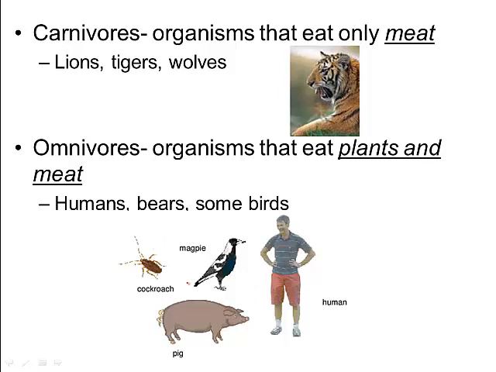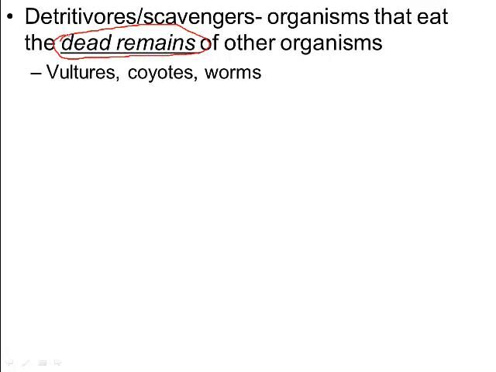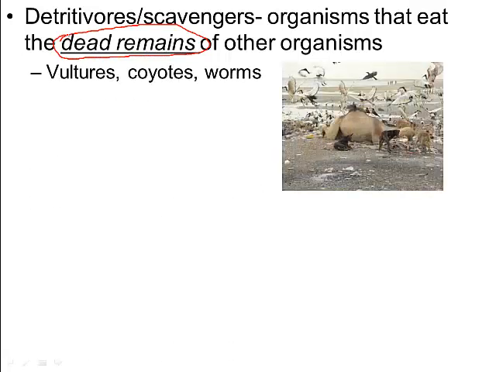But we do have another category of consumers that we need to talk about, and those are our detritivores or scavengers. These are the things that are going to eat the dead stuff out there. And this category of consumer is incredibly important. These are things like vultures, coyotes, worms. When an organism dies, whether it be an animal or a plant or a mushroom, that thing has to get taken care of. It's got to get broken down. And so detritivores and scavengers are going to go and they're actually going to eat things that have already died.